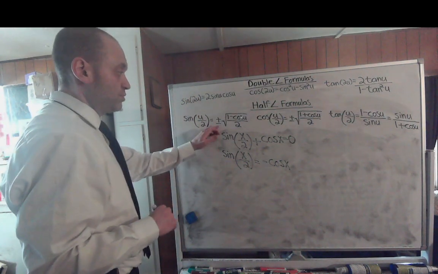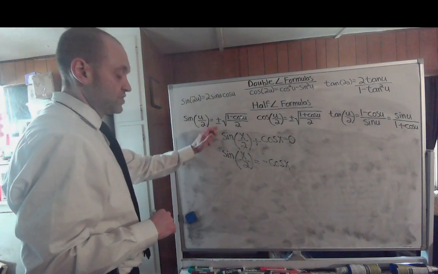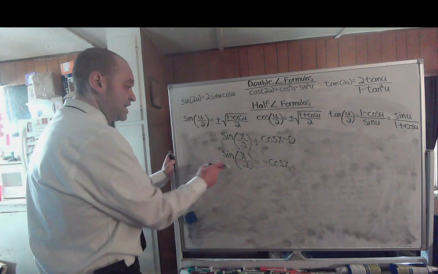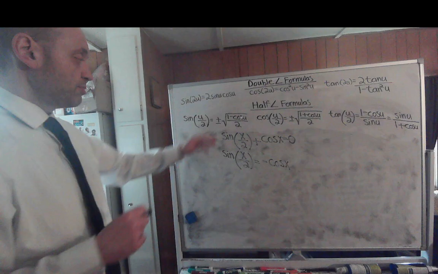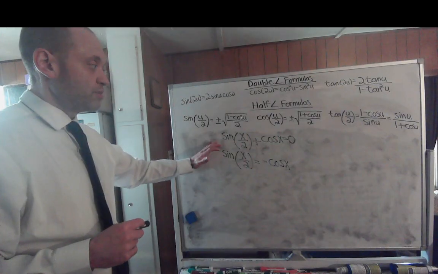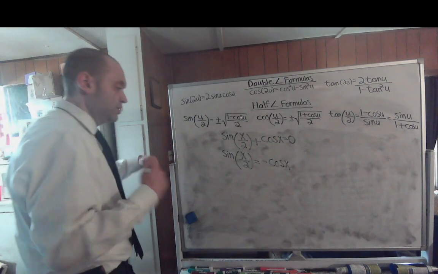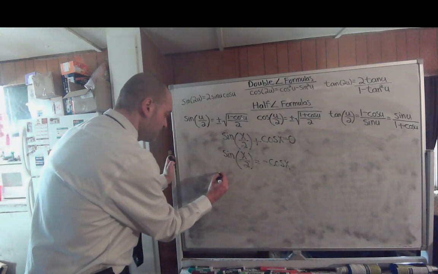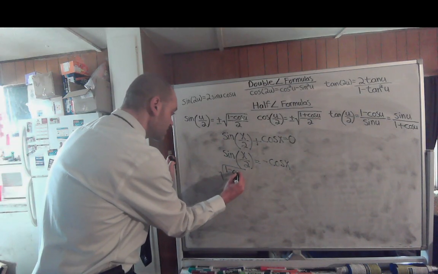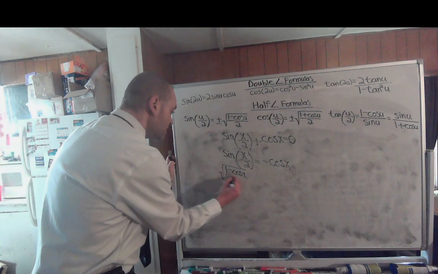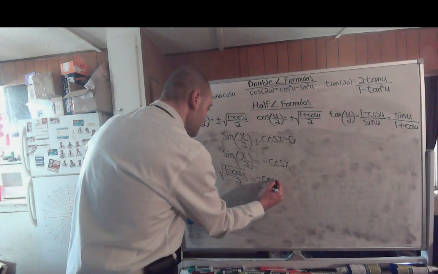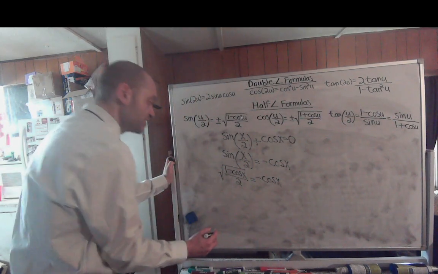Because when you use a double angle formula, you're going to have a square root, and you're going to have to square both sides. So the sine of x over 2, it's either plus or minus the square root of 1 minus cosine of x over 2, but since we're going to square both sides, it doesn't matter which square root we use, whether it's positive or negative. So we'll just say the square root of 1 minus the cosine of x all over 2 equals negative of the cosine of x. Now we can square both sides.